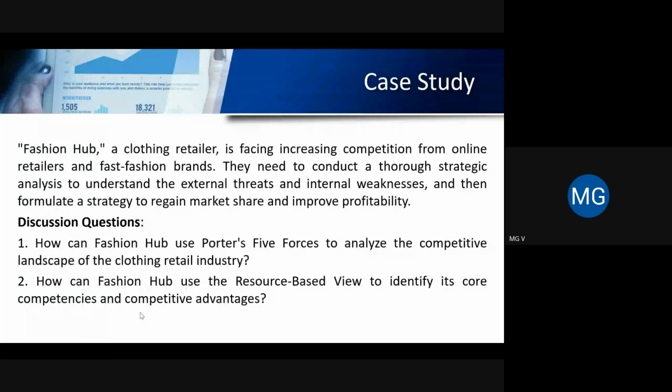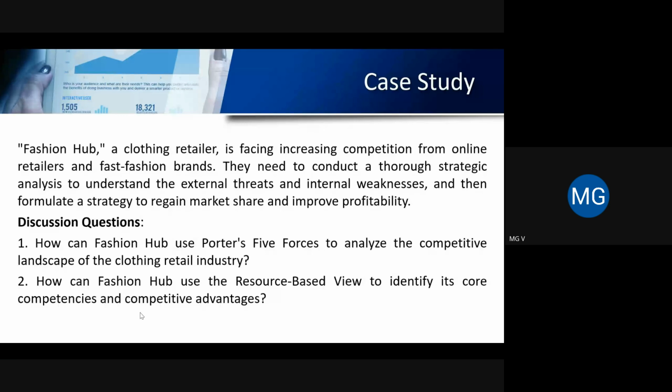Anyone who would like to respond? Just give it a try. Yes, please. Porter Five Forces. Yes. So we need to identify the key players, assess the threat of new entrants, that is the online retailers, evaluate the bargaining power of suppliers, that is the textile manufacturers, and analyze the bargaining power of buyers, that is price sensitive consumers, and consider the threat of substitute products, that is fast fashion. I hope it is clear now.